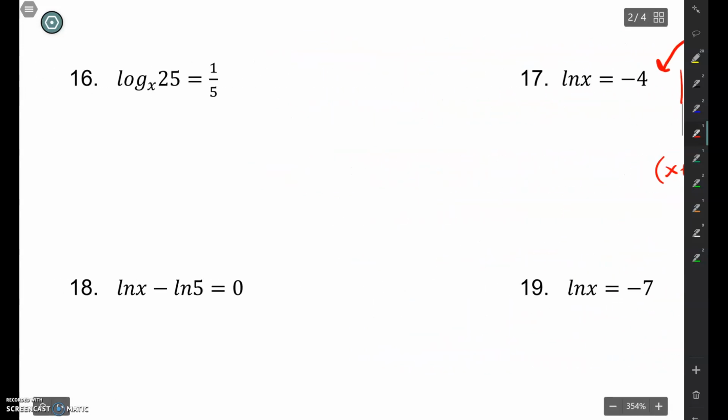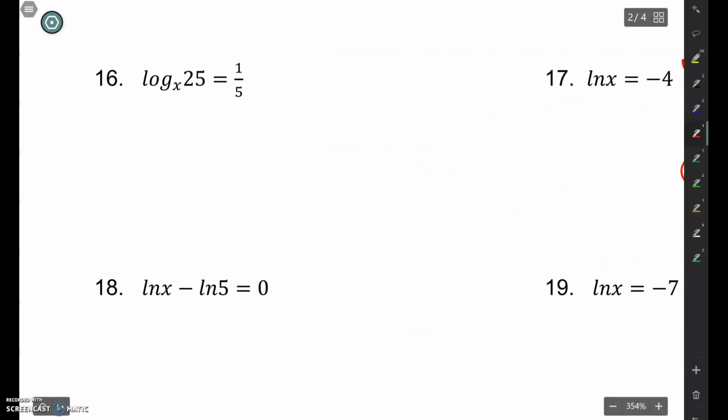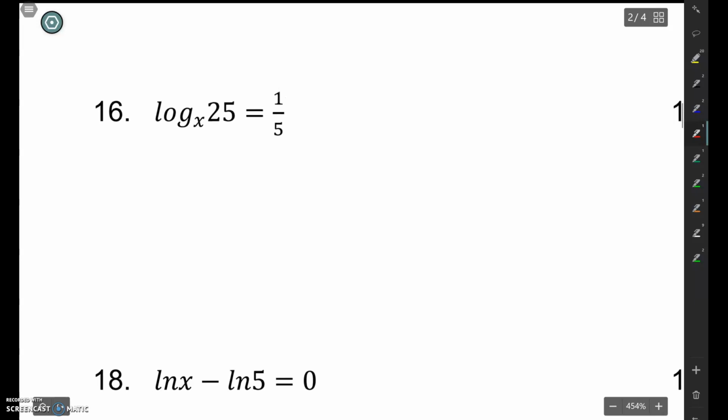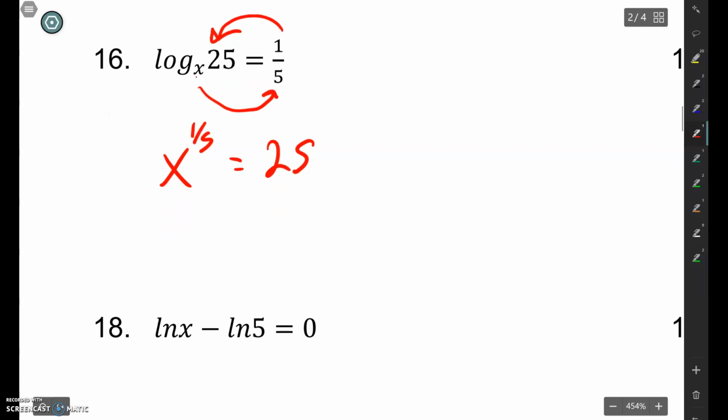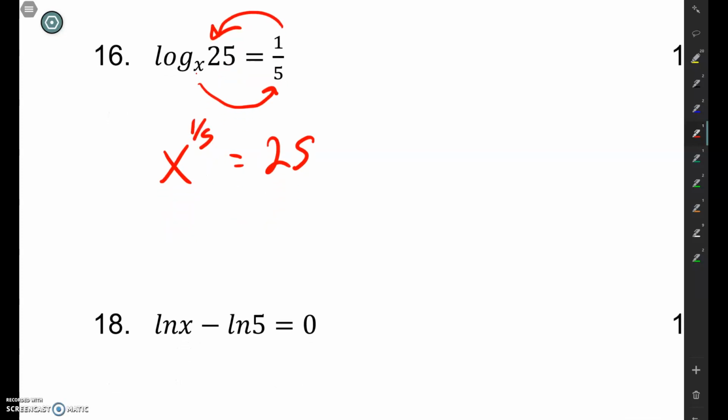Now, to finish up our time, I want to show you how to solve log equations. Here's how you solve a level 1. You convert it to exponential form. You do the around the world thing. So x to the 1/5 power equals 25. So what is x? Well, now we got to bust out our algebra rules.